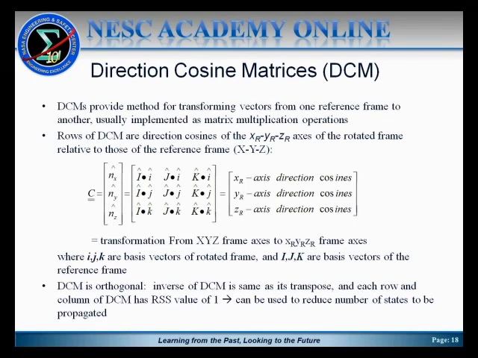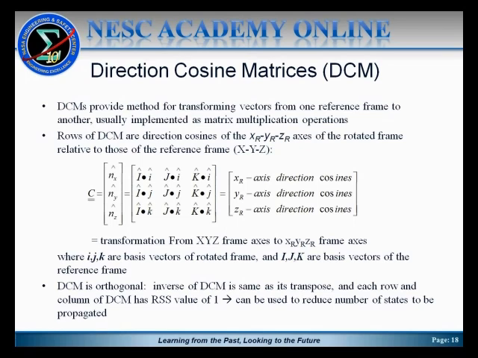The rows of a DCM are nothing more than the direction cosines of the rotated frame axes, x, y, and z, relative to the original frame. And again, they represent the transformation, as shown here, from the reference frame depicted by capital XYZ to the rotated frame depicted by XR, YR, and ZR. And again, in the notation shown above, the lowercase i, j, and k are the basis vectors in the rotated frame, and the uppercase I, J, and K are the basis vectors of the reference frame.